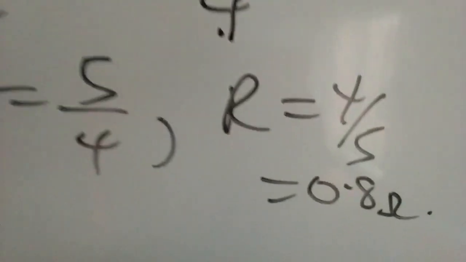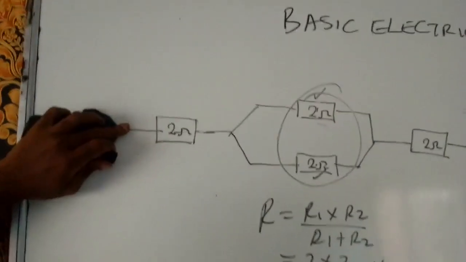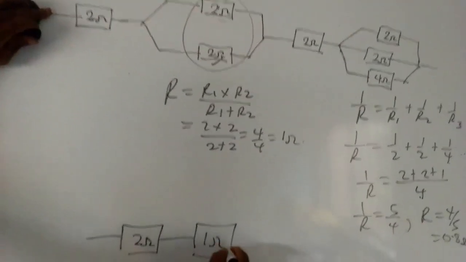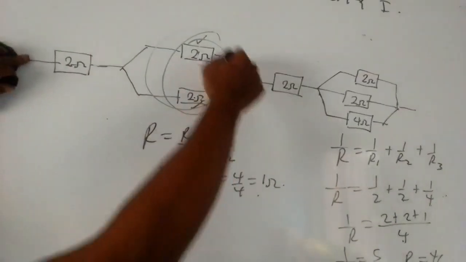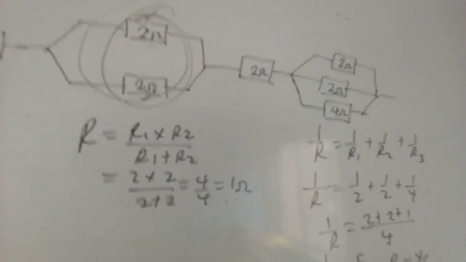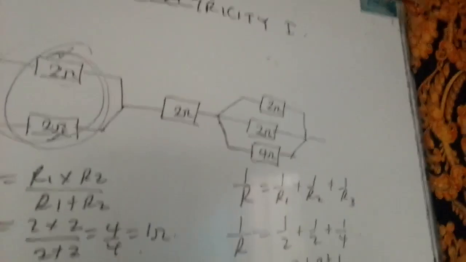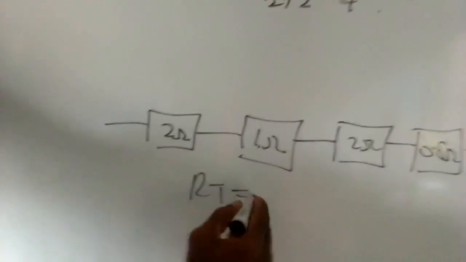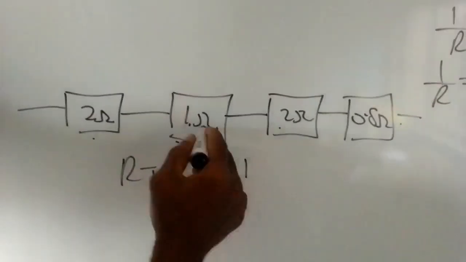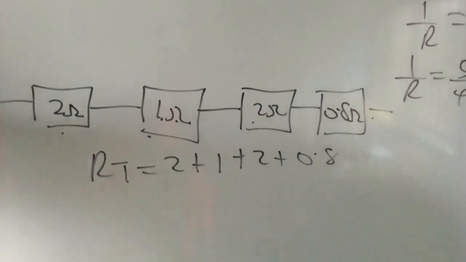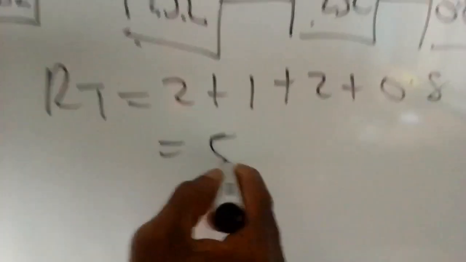So let's go back to the diagram. We'll now redraw this: the first resistor, 2 ohms, is already in series. The second one is 1 ohm. How did I get this 1 ohm? These 2 joined together give us 1 ohm. The third one in series is 2 ohms. Then the fourth one is the other three combined in parallel, which we got as 0.8 ohm. Now the total is obtained by adding all of them together: 2 plus 1 plus 2 plus 0.8. When we add, we have 5.8 ohms.